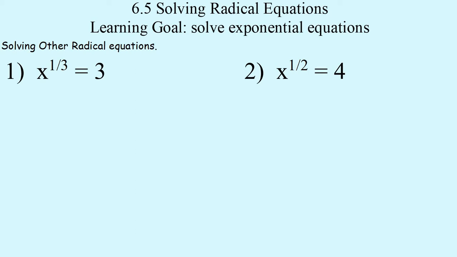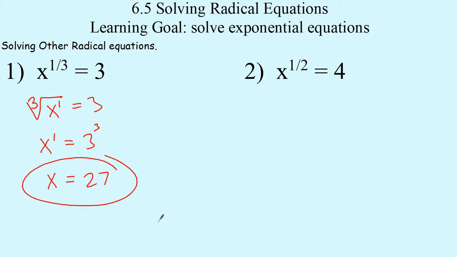Alright, so for number 1, we could reinterpret x to the 1/3 and rewrite that as the cube root of x to the first equals 3. Well, then notice all we have to do to get rid of the cube root is just cube it. So we get x to the first equals 3 cubed. Therefore, x equals 27. Which makes sense because when you plug that in, 27 to the 1/3 is 3. Okay, because that's, again, the cube root of 27 is 3.